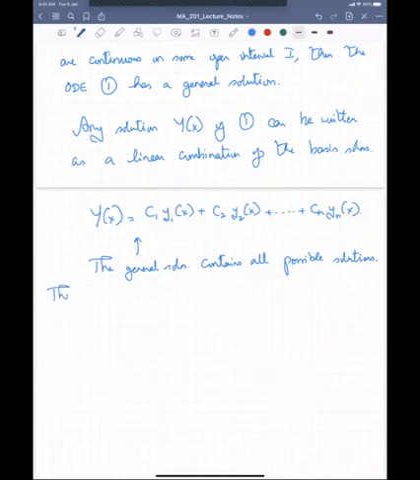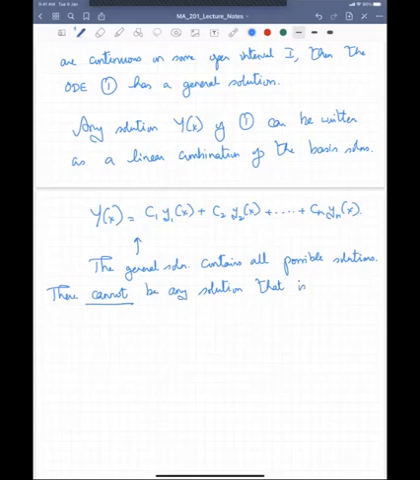Okay, so there cannot be any solution that is not expressible in this form. Okay, that is, there are no singular solutions.